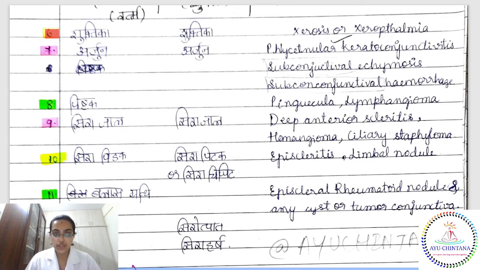Shuktika, Arjuna, and next, Pishtaka. Shuktika, Arjuna and Pishtaka, these 3 form a group. Then Sira Jala and Sira Pidaka, these 2 form a group. Then Balasa Grathita. Balasa Grathita is the 11th disease in Shuklagata Vyadhi.